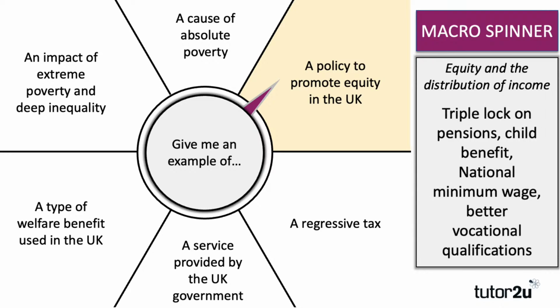Let's have a look at some of the answers we've got here on our list. And you've already mentioned some of them in your chat. Quite brilliant. Other things you might want to think about is perhaps the triple lock on pensions. As we know in the UK, pensions are protected. They go up either in line with inflation or wages, depending on what's the highest. You could also have better vocational qualifications, helping people invest in their human capital in order that they can get better paid jobs. But those things are very much UK centric.